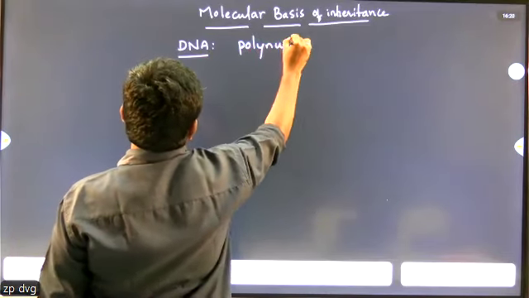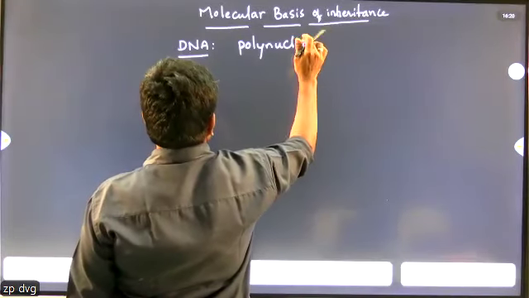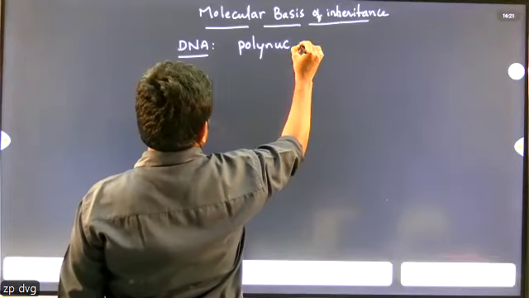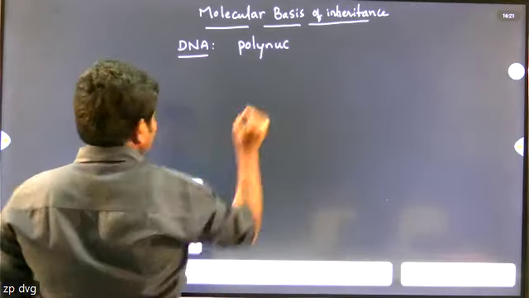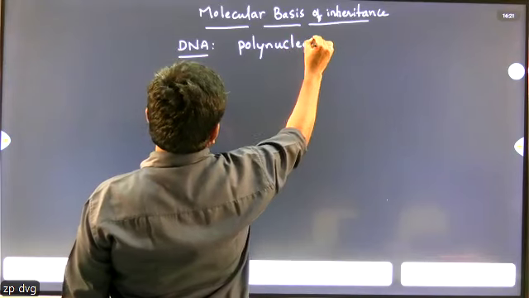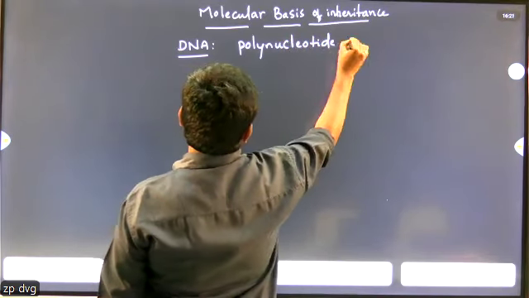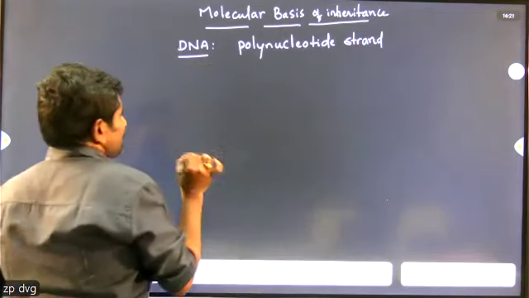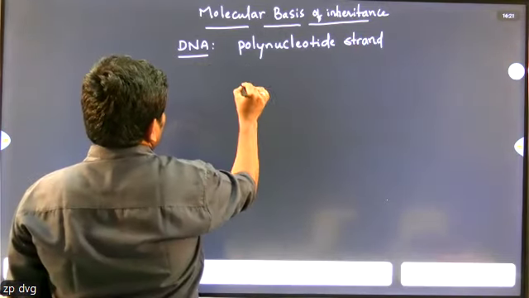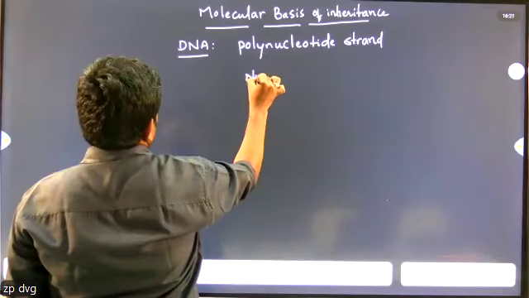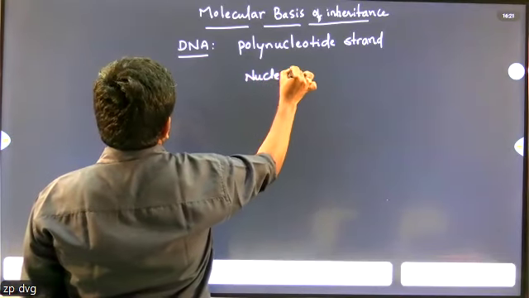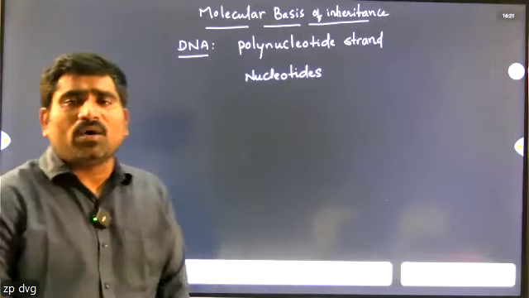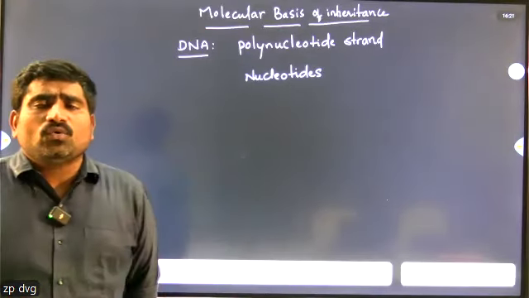We will discuss the structure of the polynucleotide strand now. So the polynucleotide strand, DNA, has three parts. First, what is a nucleotide? DNA is a polymer of nucleotides. So what is the nucleotide?